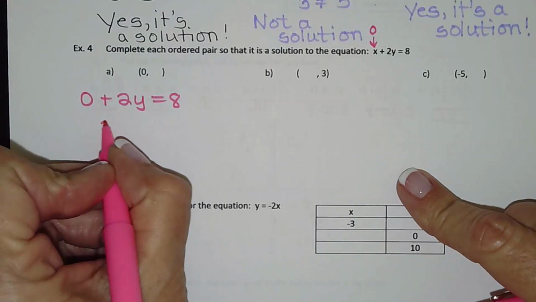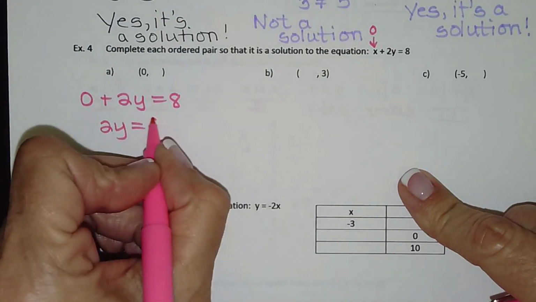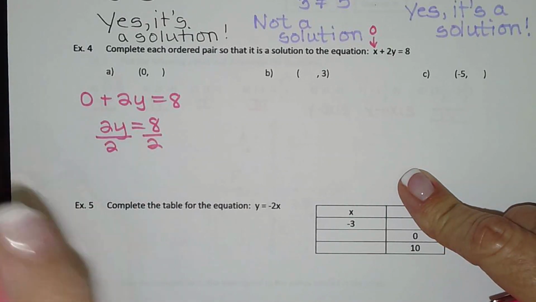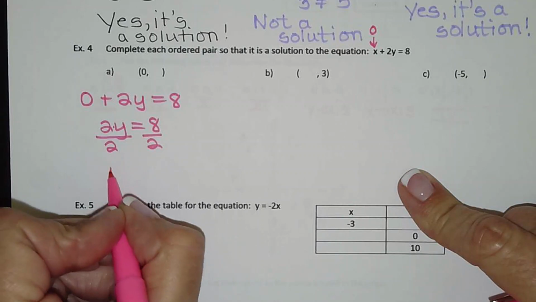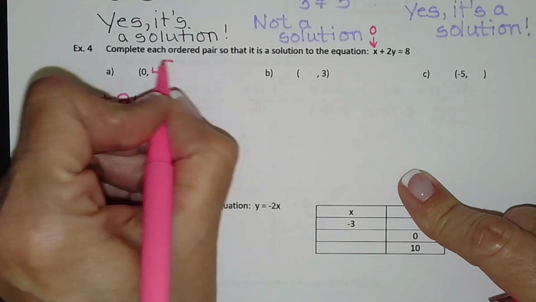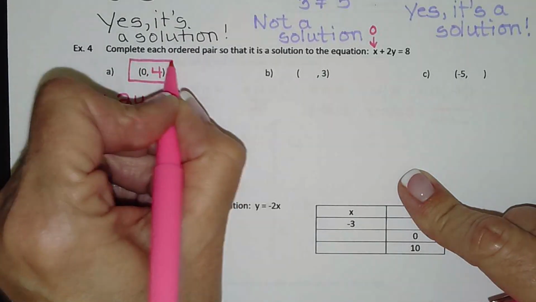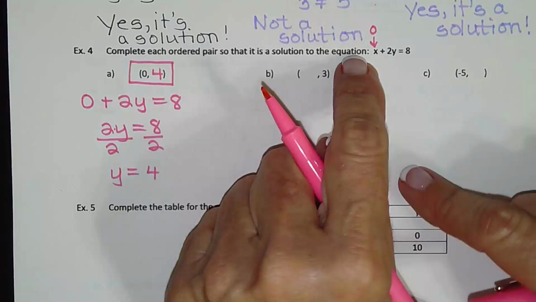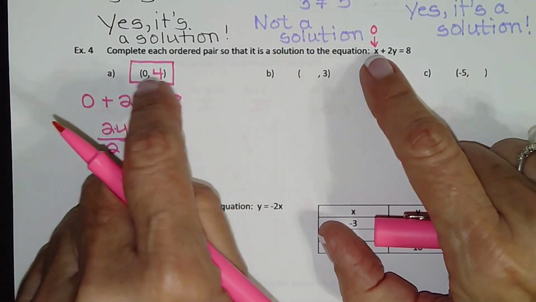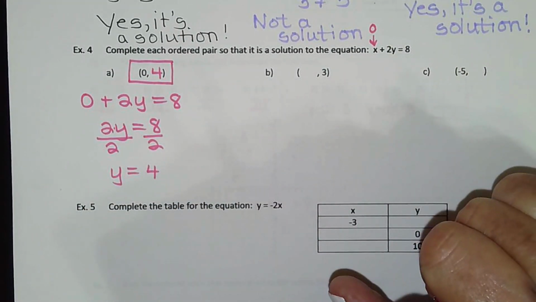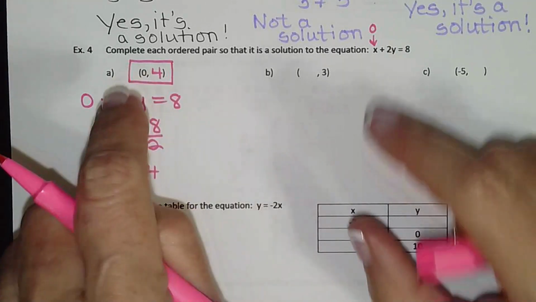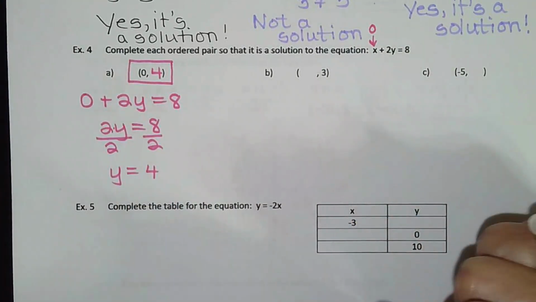So 0 plus 2y is 2y, and then we just solve the equation like we learned in Module 5. Do the opposite of times, which is divide, y equals 4. So there you go. There's my completed ordered pair. So now that will be a solution. If you plug the points in, 0 plus 2 times 4 is 8, 0 plus 8 equals 8. So we're making the points so that they are solutions or points on that line.